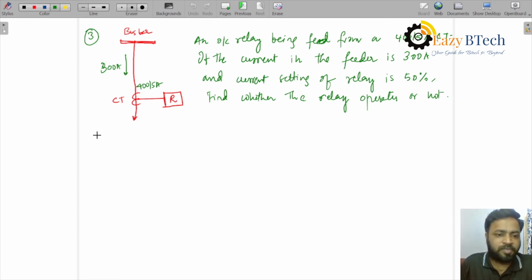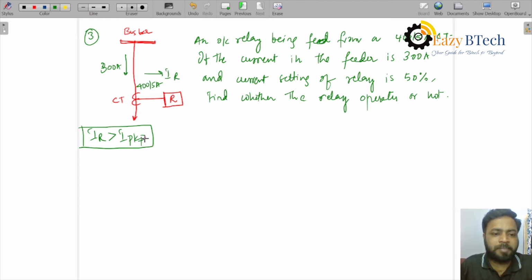So as usual, for the relay to operate, we know the condition. The relay coil current should be greater than the pickup current. So whatever current is flowing into the relay should be greater than the pickup current. From this question, we need to calculate relay coil current and pickup current. So let us first calculate relay coil current. So IR equal to, 300 amperes is flowing in the primary and we have a CT with a ratio of 400 by 5 amperes. We just need to calculate IR.